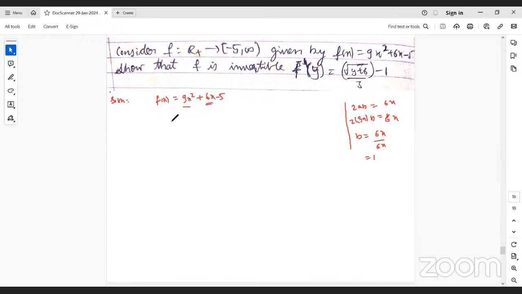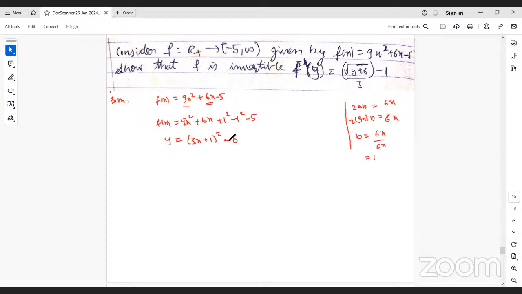So we need to add 1 square, and this function we can write in the form of 9x square plus 6x plus 1 square, minus 1 square, minus 5. So on simplifying we get 3x plus 1 whole square, and minus 1 minus 5 is minus 6. So this is the value of y. So y is equal to 3x plus 1 whole square, minus 6.